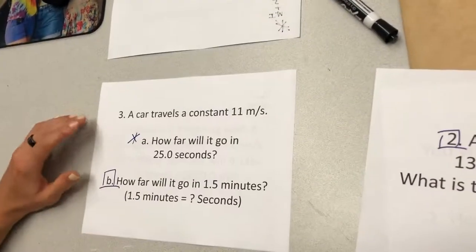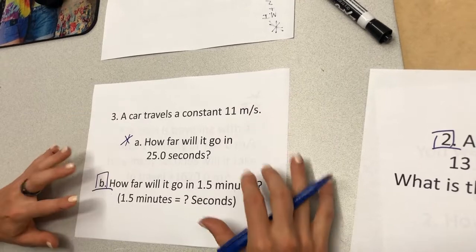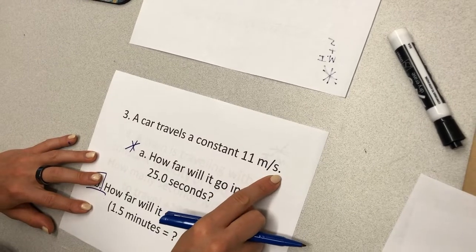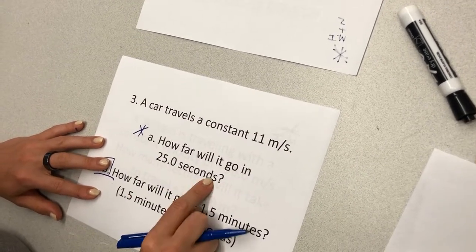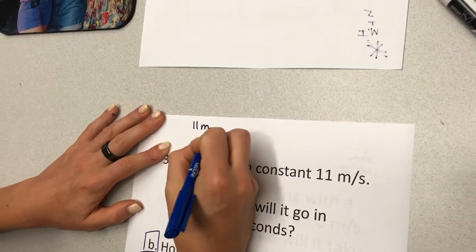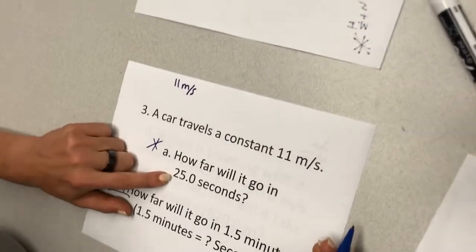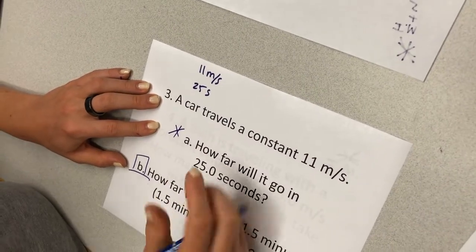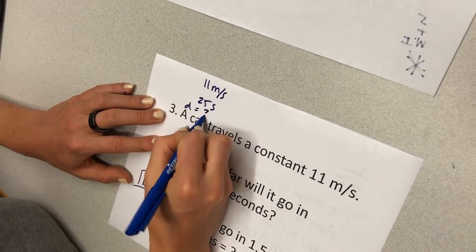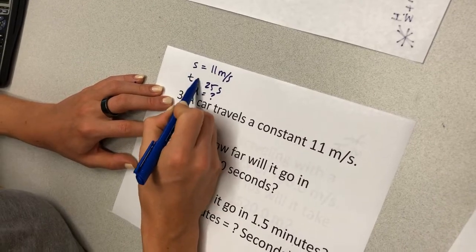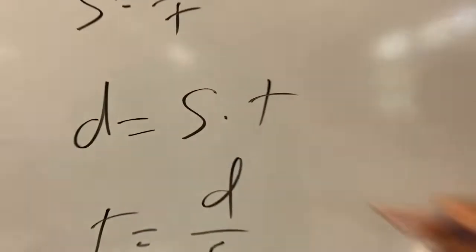The next one, I'm going to do the first part with you, and you are going to do the second part later. It says, a car travels a constant 11 meters per second. How far will it go in 25 seconds? I'm going to write my work up here. So I see 11 meters per second. I see 25 seconds. I see how far. That must mean distance. I know speed is meters per second, I know t is seconds. I'm trying to find distance, so I'm going to use this equation.